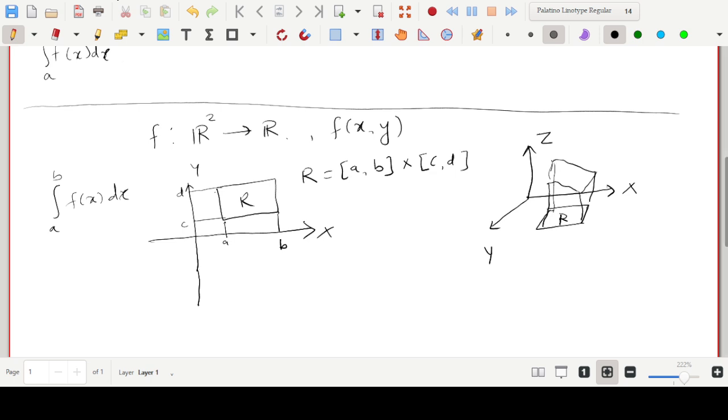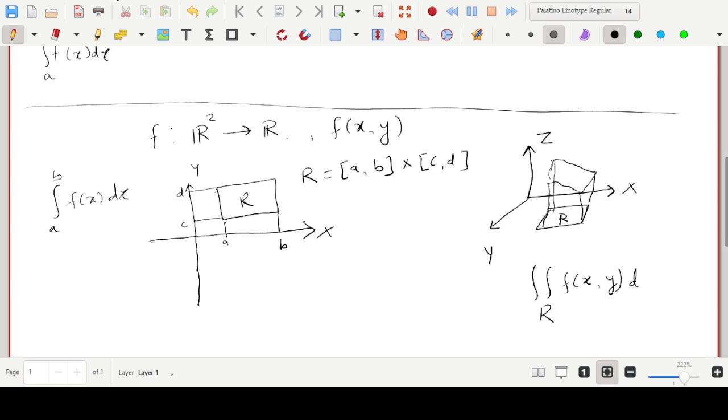Then the volume that is formed by this graph on the upper side and this rectangle on the lower side, and all these walls, four walls, that connect these two surfaces, the rectangle and this upper surface, the volume of this solid is nothing but the integral, which we denote as integral of f of x comma y over this rectangle R.